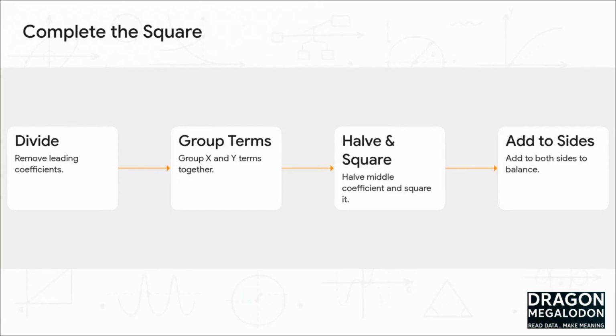But what happens when a circle's equation is hiding in a messy syntax? To refactor a long algebraic string, we use these 4 steps to complete the square. You divide out the leading coefficients, group your x and y terms, halve the middle coefficient, square it, and add it to both sides. Doing this wraps that messy equation right back into a perfect square, revealing the hidden center and radius without crashing your brain.